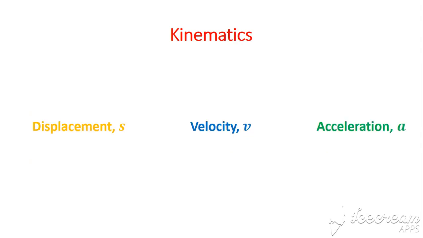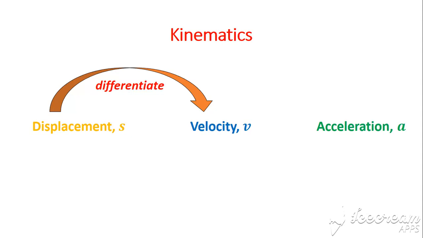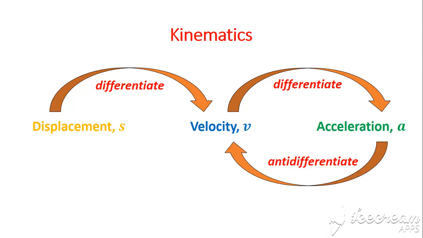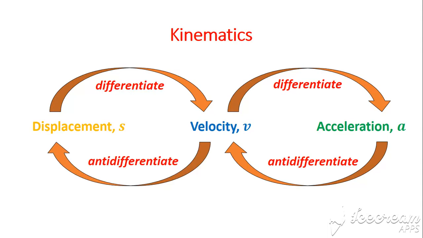If we have displacement, which is just distance, and we want to turn it into a velocity function, we're going to differentiate. If we have a velocity function and we want to turn it into an acceleration function, we differentiate a second time. If we had an acceleration function and we needed to go backwards, we'd anti-differentiate, and we would have to anti-differentiate again back to a displacement function.